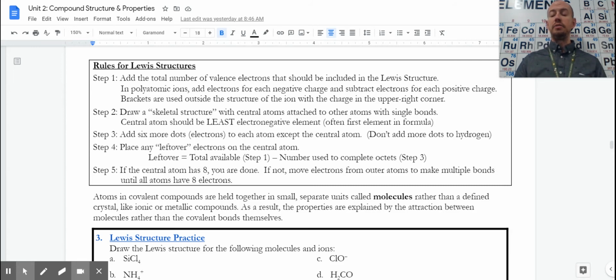And the only way to do this is practice, and you'll see almost every problem after this has you drawing a Lewis structure first, then answering the next question. Whether we're looking at shape, polarity, hybridization, formal charge, we have to start with the correct Lewis structure. So practicing these rules and following them until they become automatic is super important.